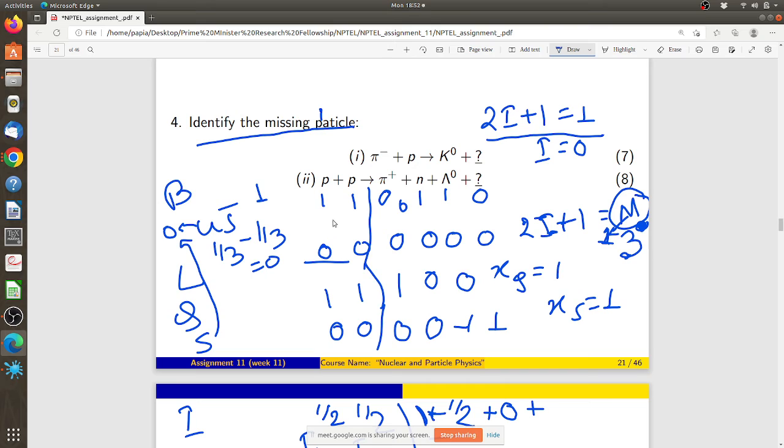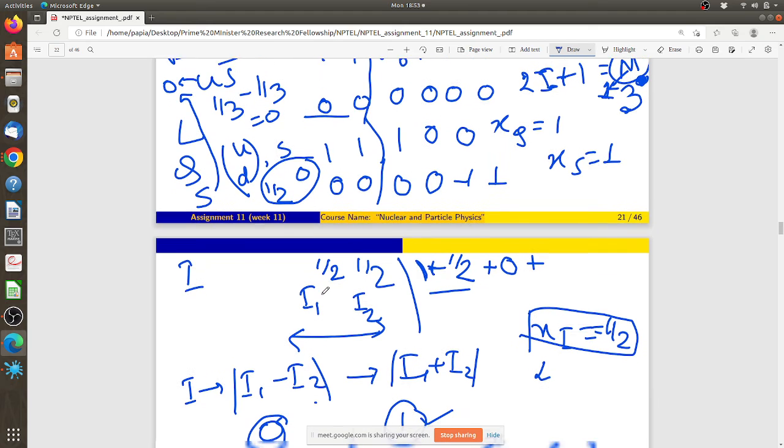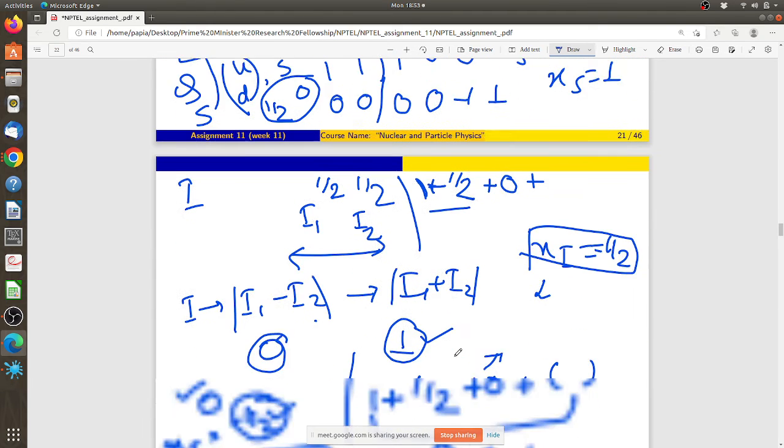Now coming to the I part. I also you can search here. U and D can make a family and S is a singlet, like only one family member. So U and D make a family, that means I value for U is half and for S it's 0. So as a whole half is there. Is it half? X I was half or not? Yeah, X I was half.